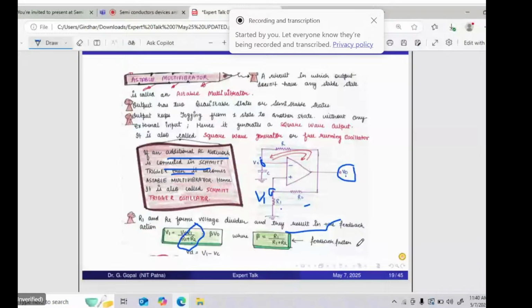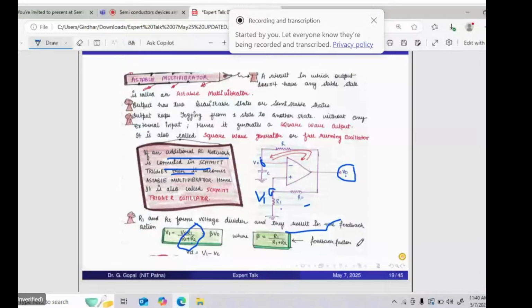Right. Now what is the difference input? Every time you have to think in your mind that the op-amp amplifies the difference input signal only. In every question, you have to write what VD is. It is nothing but the input at the positive node minus the input at the negative node. So VD is V1 minus VC.